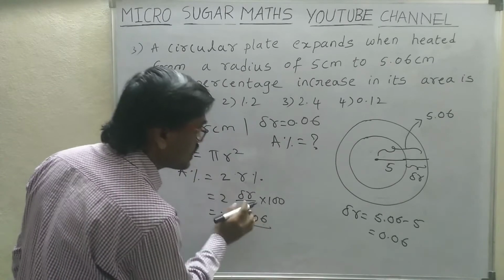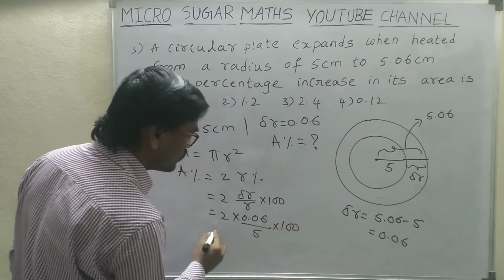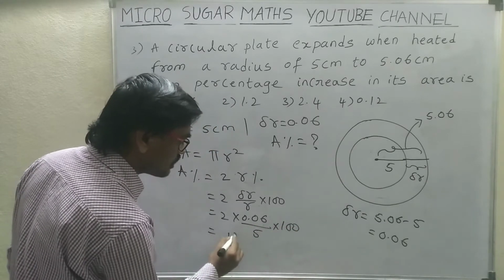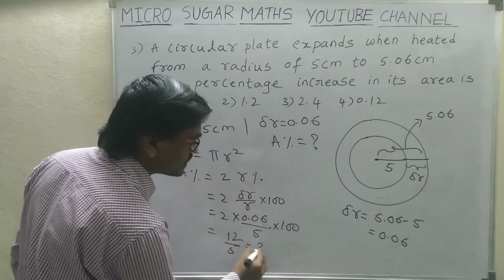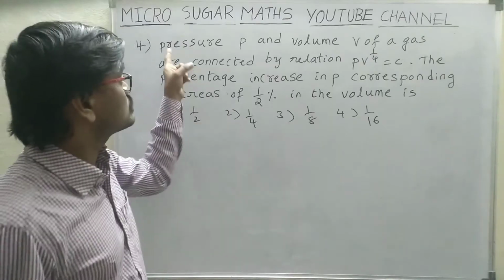0.06 by R value is 5 into 100. Therefore your calculation gives 12 by 5. 12 by 5 meaning is 2.4. Therefore, third option.